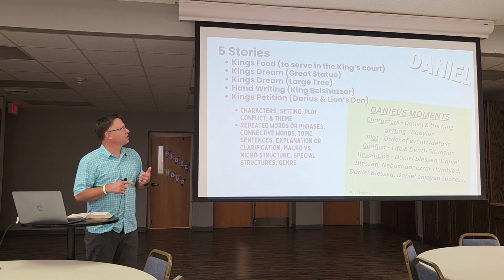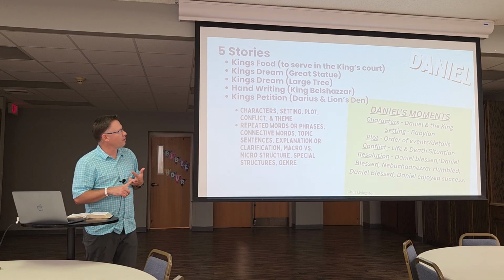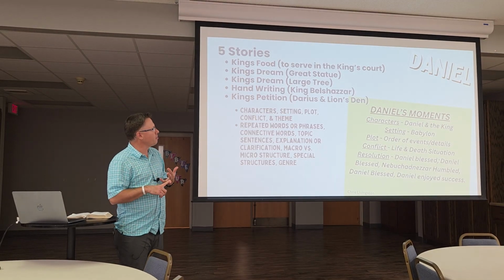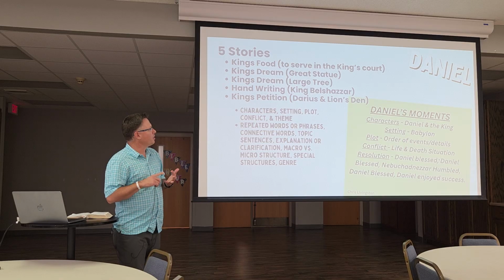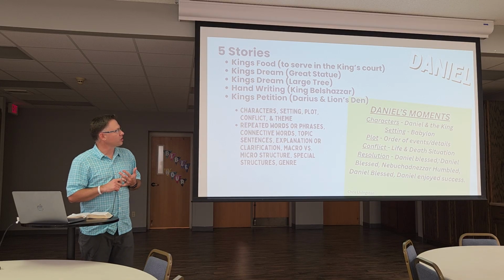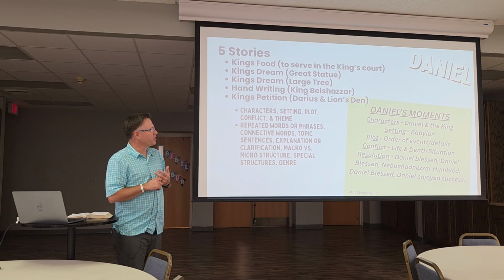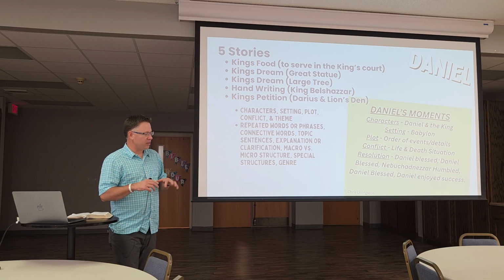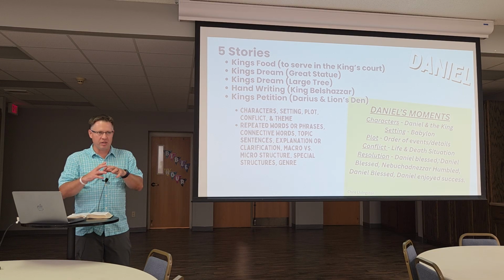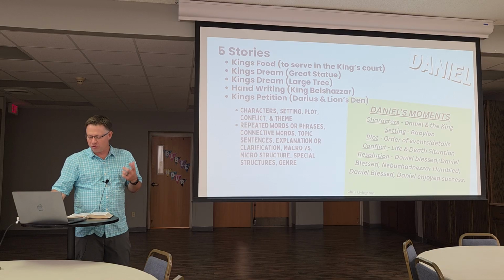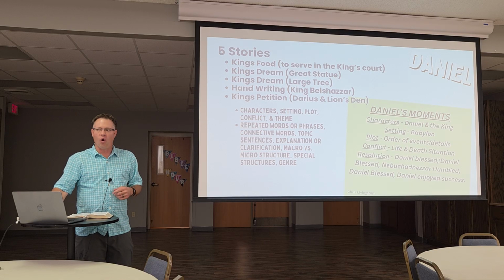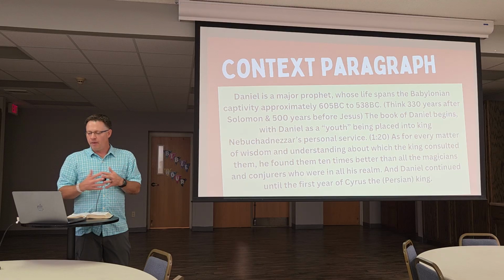These 5 stories: the king's food, the king's dream of the great statue, the king's dream of the large tree, the handwriting on the wall with King Belshazzar, and then the king's petition, which ends up being for Darius in the lion's den. And this is that setup. These are all these stories, and we're going to try to decide if we're going to pick one or if we're going to deal with them all.